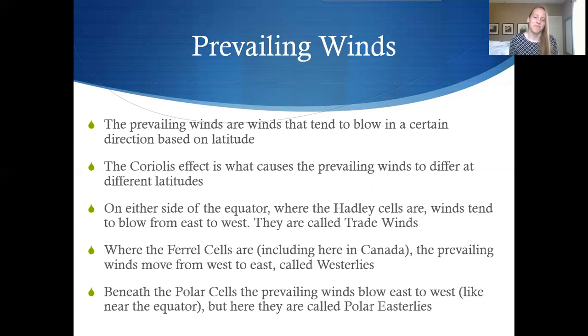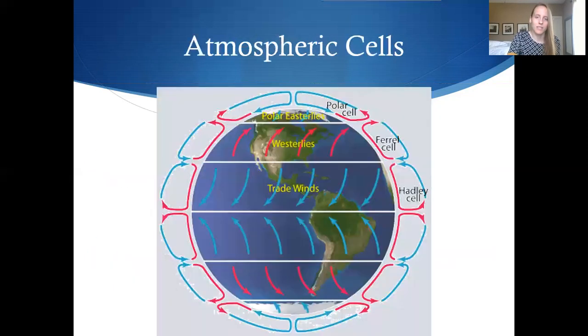And then beneath the polar cells, the prevailing winds tend to also blow from east to west, like near the equator. We call them the polar easterlies. So you can also see that roughly on this diagram here. So the trade winds would come down and blow this way. You'd have this circling, and then this is the equator right here. So you'd have an east to west movement.